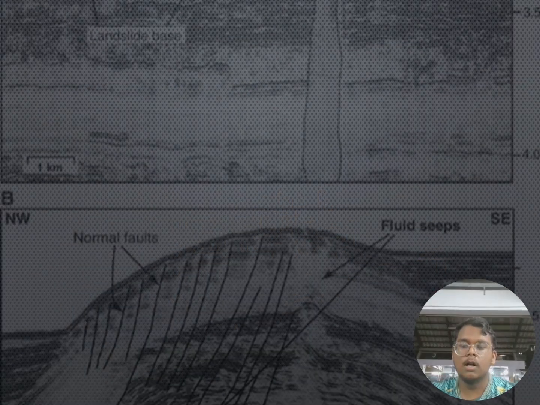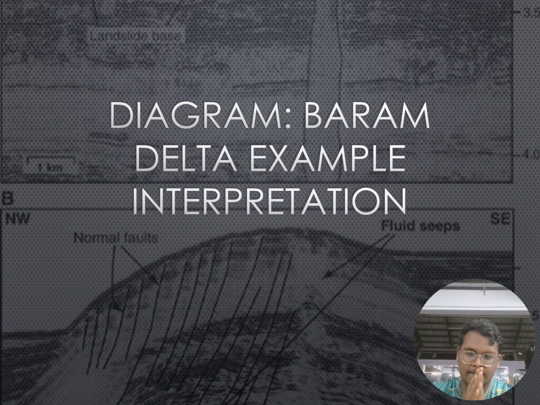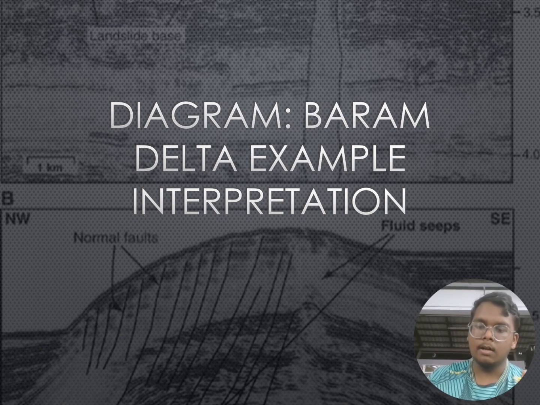Okay. So this is the example of interpretation in Baram Delta, which was found in a Petronas report in 1998, I guess. We can see that there is a fault and also there is fluid seep. So basically the fluid seep, we can say that there is fluid inside that can probably be oil and gas. So then we need to do the first well logging. When we do the well logging, we can determine which type of sediment, which type of rock is there, and what is the possible fluid to be stored under the rock. Okay.